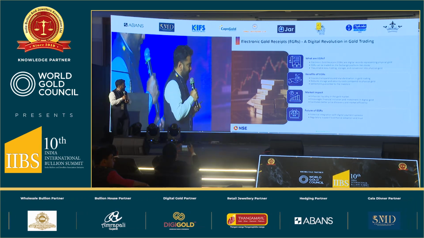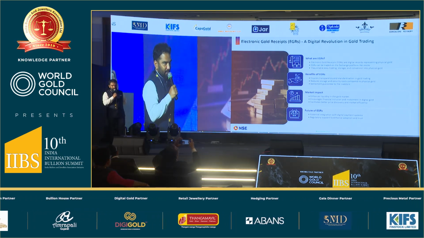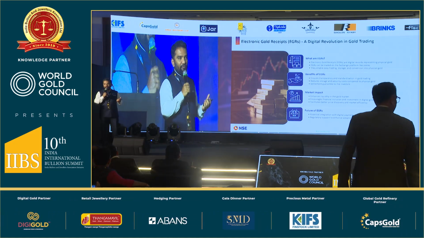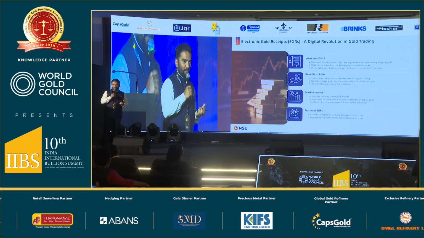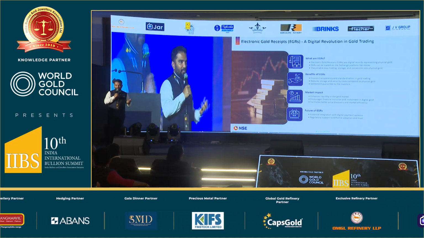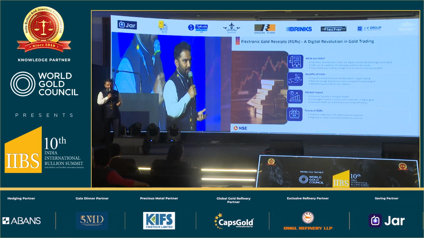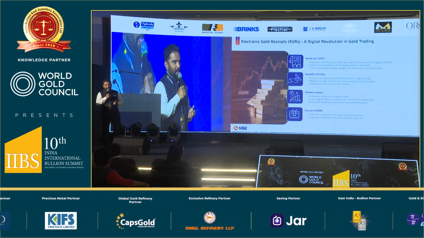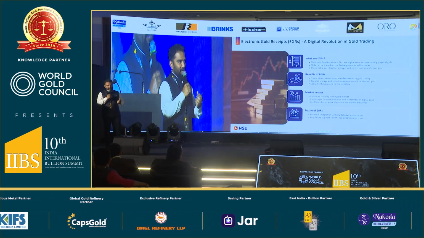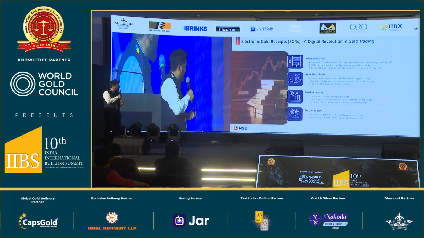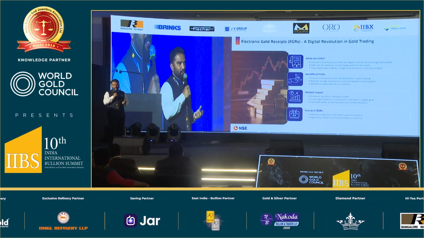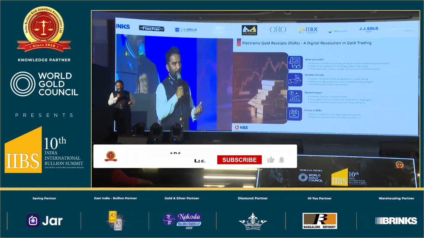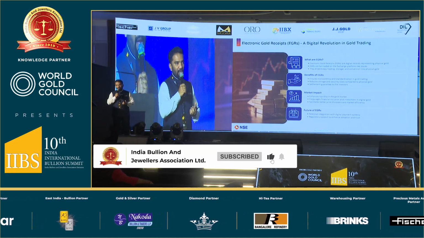Okay, so EGRs. What are EGRs? EGRs are electronic gold receipts, which is nothing but an electronic form of trading gold on an exchange. This concept was first introduced by the respected finance minister in the budget announcements in FY 21-22, and later SEBI was asked to build a framework around this. The way EGR works is if you are a seller, you could be a refiner, you could be a bank, you could even be a household carrying gold in your house.